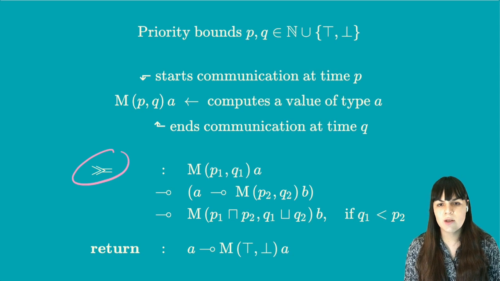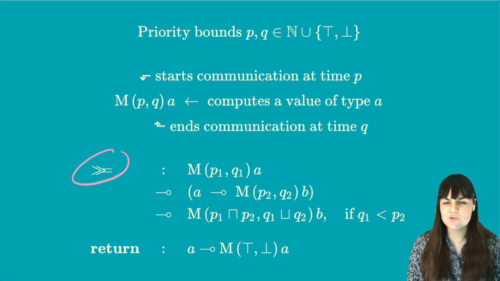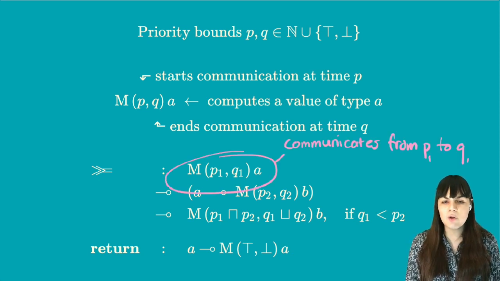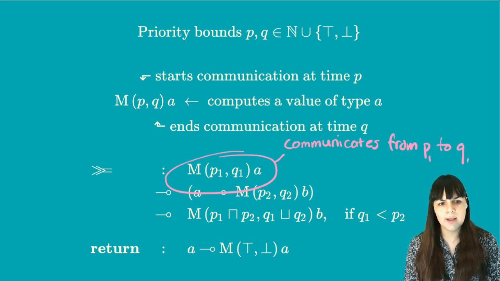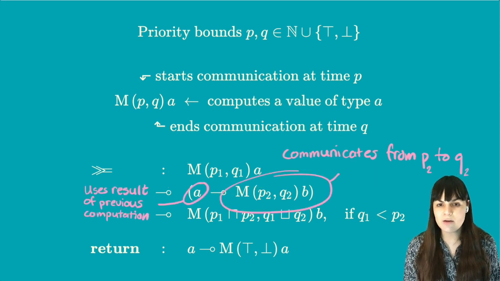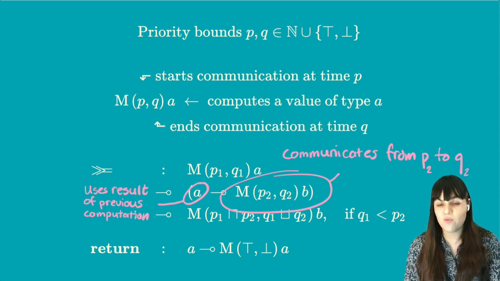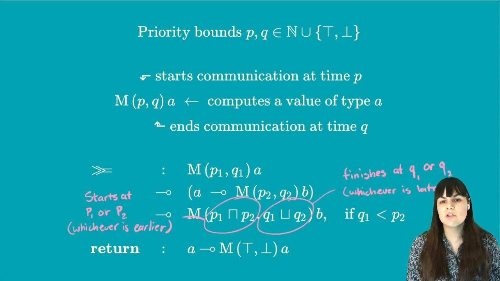Okay, so now let's look at the monad operations. A monad can be specified by two operations, bind and return. Bind is written as this squiggly thing, and return is written as return. Bind lets you sequence actions, where the second action gets to use the result of the first. So its first argument is an action which communicates between P1 and Q1 and computes an A. Its second argument is an action which uses that A to compute a B, and it communicates between P2 and Q2. And so if we put these two together, then we'll get a monadic action which starts communicating at either P1 or P2, whichever one is earlier, and it keeps on communicating until Q1 or Q2, whichever one is later. And it computes a B.